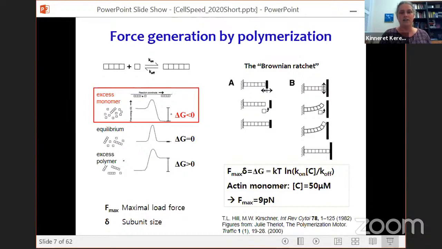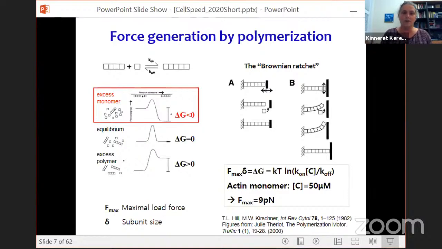Now, how does polymerization generate forces? You saw in the previous talk this reaction kinetics, where you think of the assembly of a subunit onto an existing filament. If you let this reaction reach equilibrium, there will be no net elongation of the filament and the free energy associated with polymerization will be zero. But cells actually work to generate an excess concentration of monomers, much higher than this critical concentration. So there's a free energy gain in this polymerization reaction, and this can be harnessed to generate mechanical work.